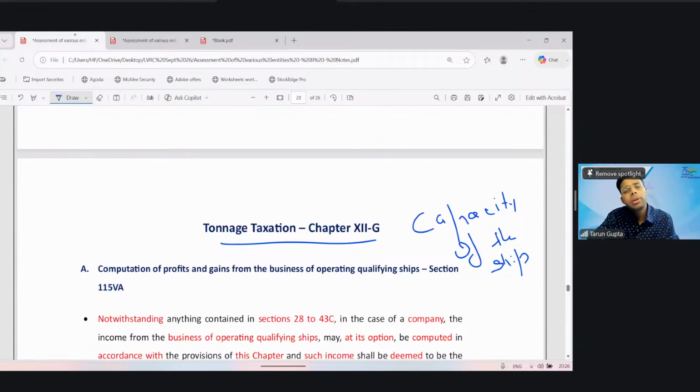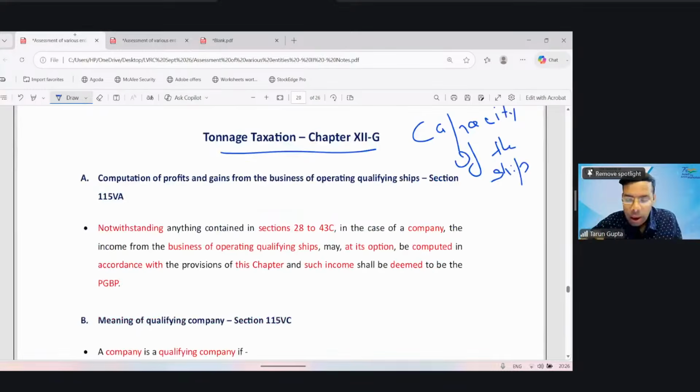Not only shipping companies, but also Indian inland vessels. Earlier this scheme was available only to the shipping companies, but now it has been extended to inland vessels as well. So if the company opts for this section, then the income in respect of such ship is not computed under PGBP. This chapter overrides the entire PGBP head.